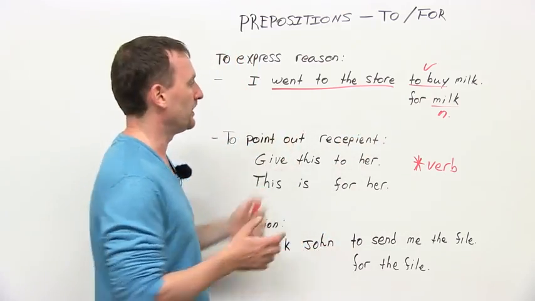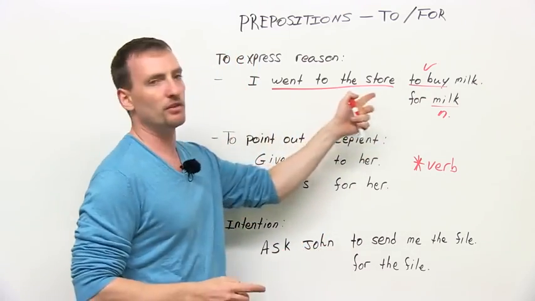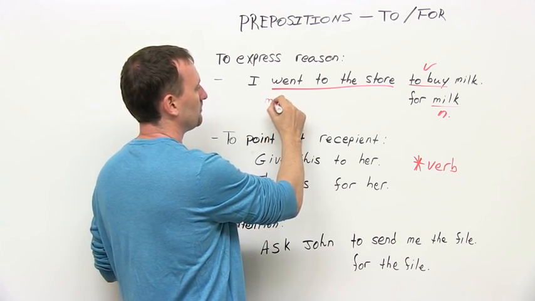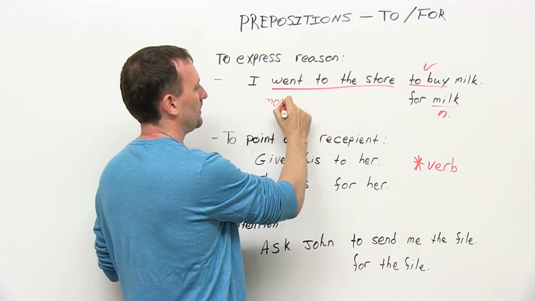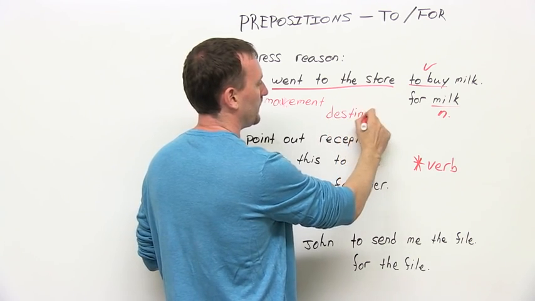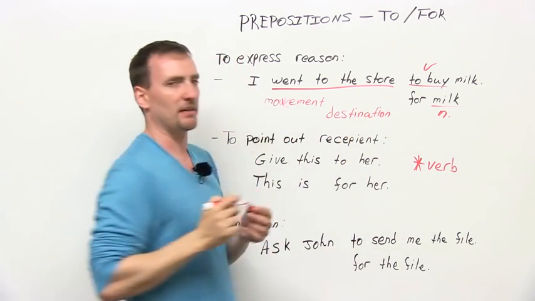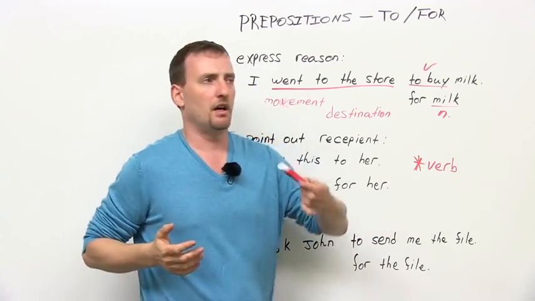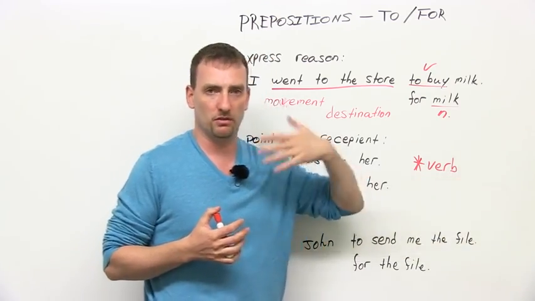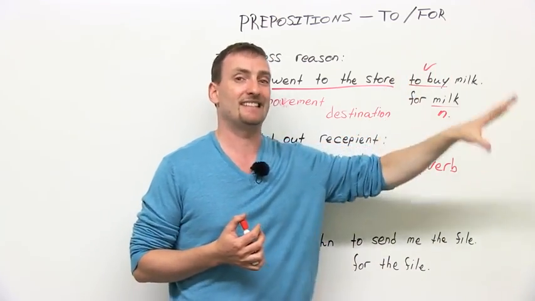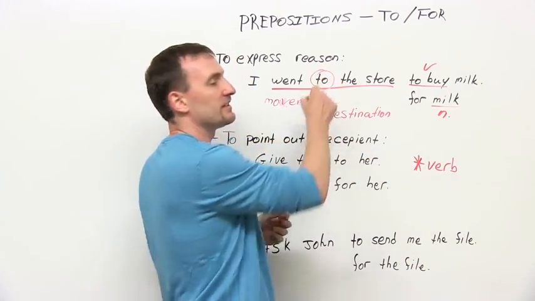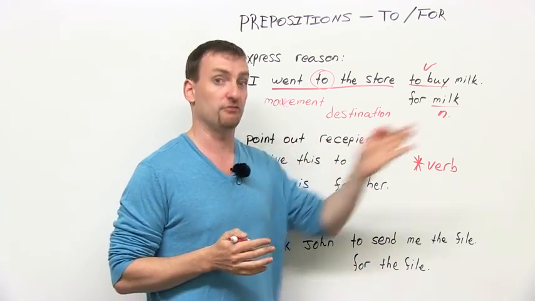Now, before we go to the next one, I want you to look at this. I went to the store. Whenever you have sort of a movement, and you have a destination. So by movement, I mean go, walk, drive, take the bus, for example. Anything that involves you moving or going somewhere, and then you're talking about the destination, the place that you are going to, it's always going to be to. And this is very much a preposition showing direction, okay?